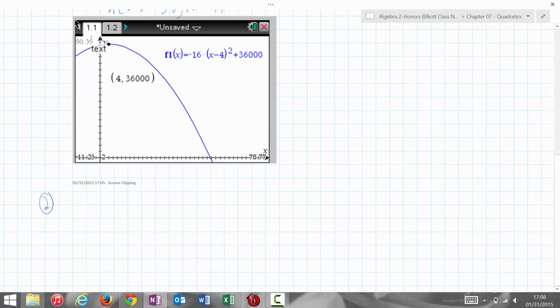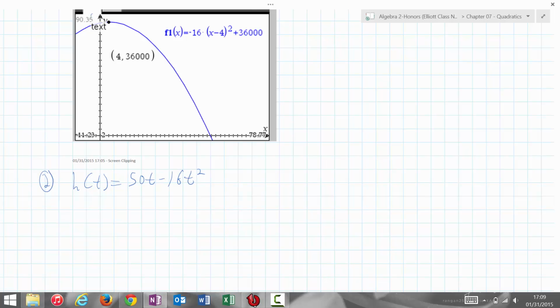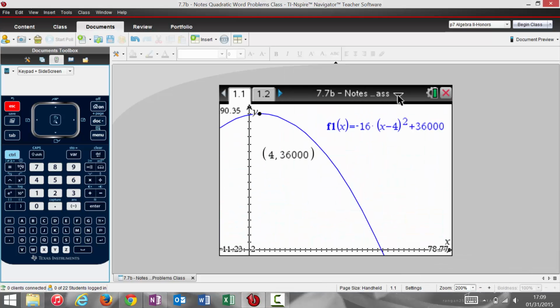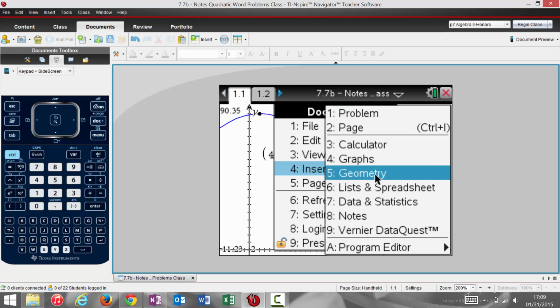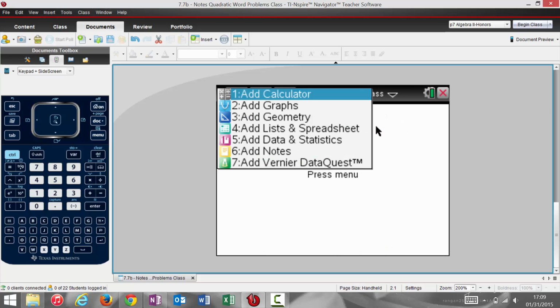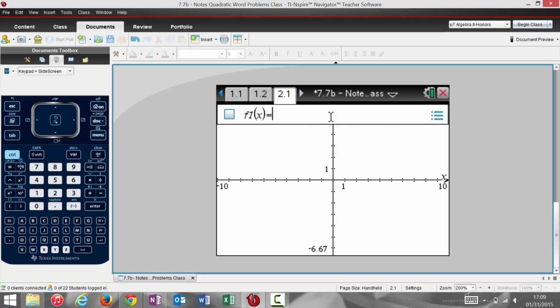So anyway, number 2 says an arrow is shot upward with an initial velocity of 50 feet per second. The height of the arrow, h of t, in terms of time since the arrow was released, is h of t equals 50t minus 16t squared. So let's graph that. I'm in here now. I'm going to go to this document menu, insert, and I'm going to insert a new problem.